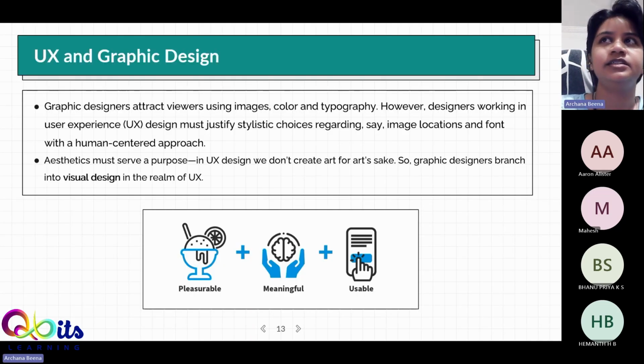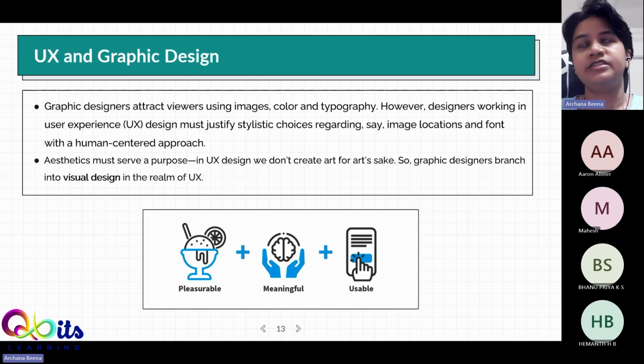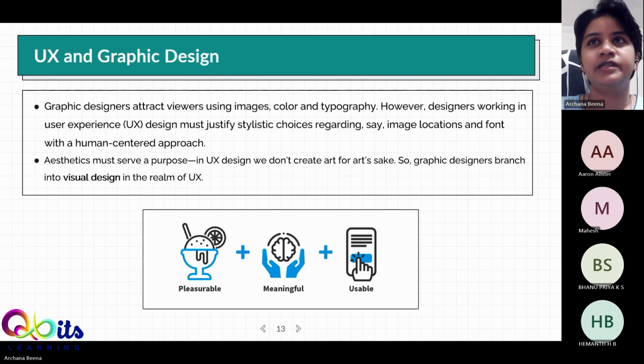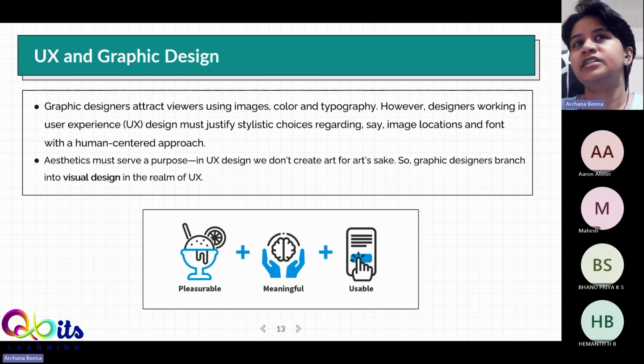So graphic designers attract viewers using images, color, and typography. However, designers working in user experience must justify stylistic choices regarding, say, image location or font with a human-centered approach. So like I said, in graphic design, you make your choices based on your creative expression. But as long as you are fulfilling the need of conveying your information, your possibilities are endless.